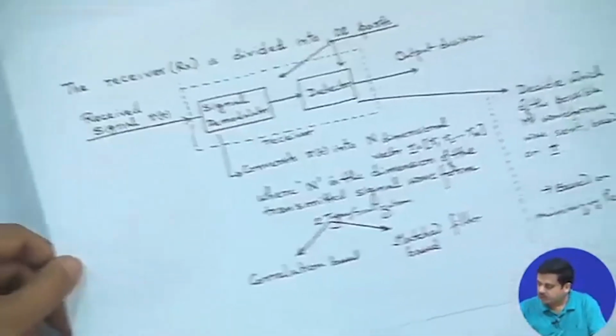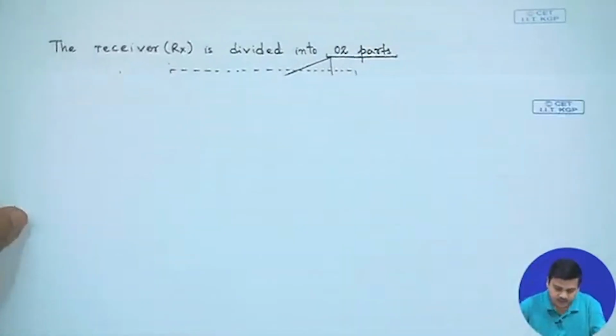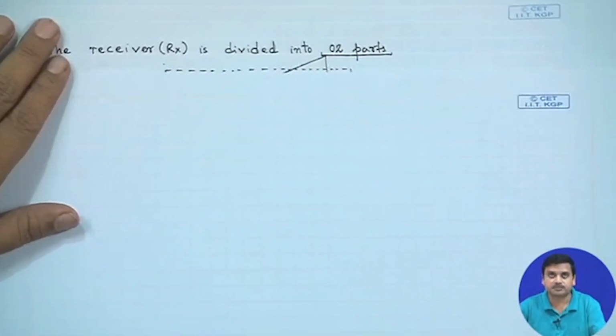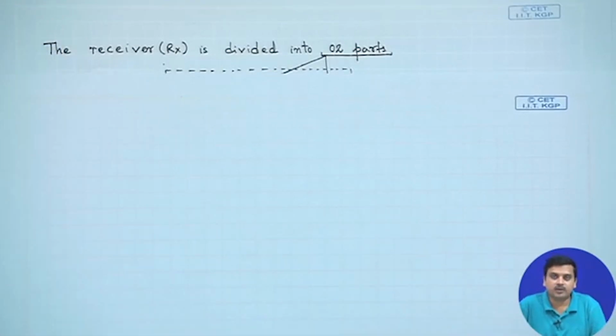So, a receiver is divided into two parts, just like the modulator or the transmitter is divided into two parts. One is the symbol mapper, the other is the up converter. Here also we divide into two parts, but it is not in exact correspondence, but there is a lot of similarity in the way we do.